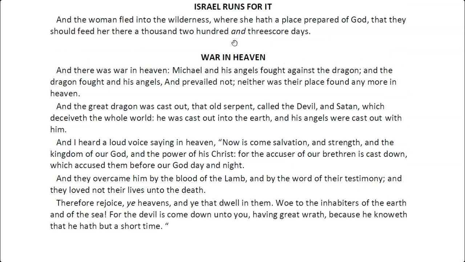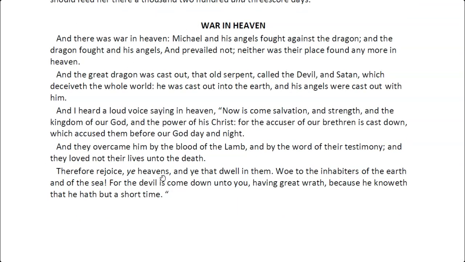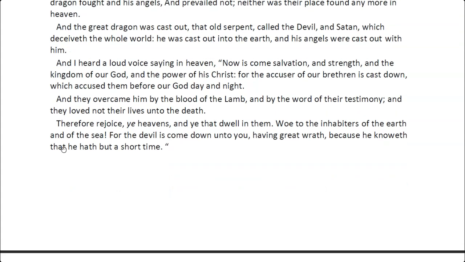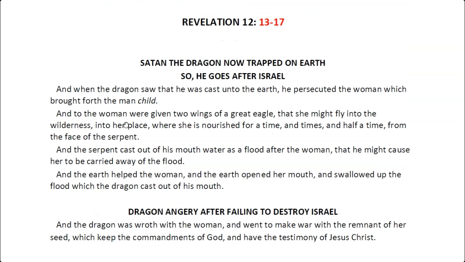So we can see that this occurred right after the Lord went up to his throne. This is what we've been contending with for 2,000 years. That's why it's a mess down here. All right, so the dragon is now trapped on the earth. He's going to go after Israel and those who love the Lord.